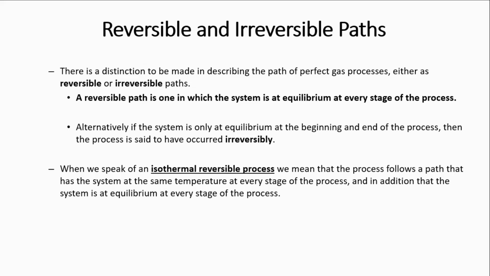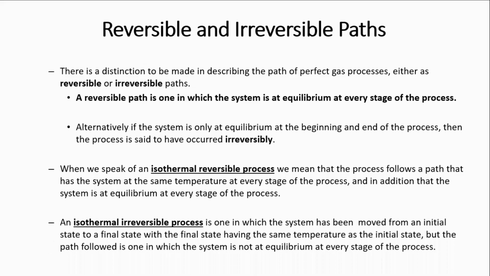So when we talk about an isothermal reversible process, we mean that the process follows a path that has the system at the same temperature at every stage of the process, and in addition to that, the system is at equilibrium at every stage of the process.